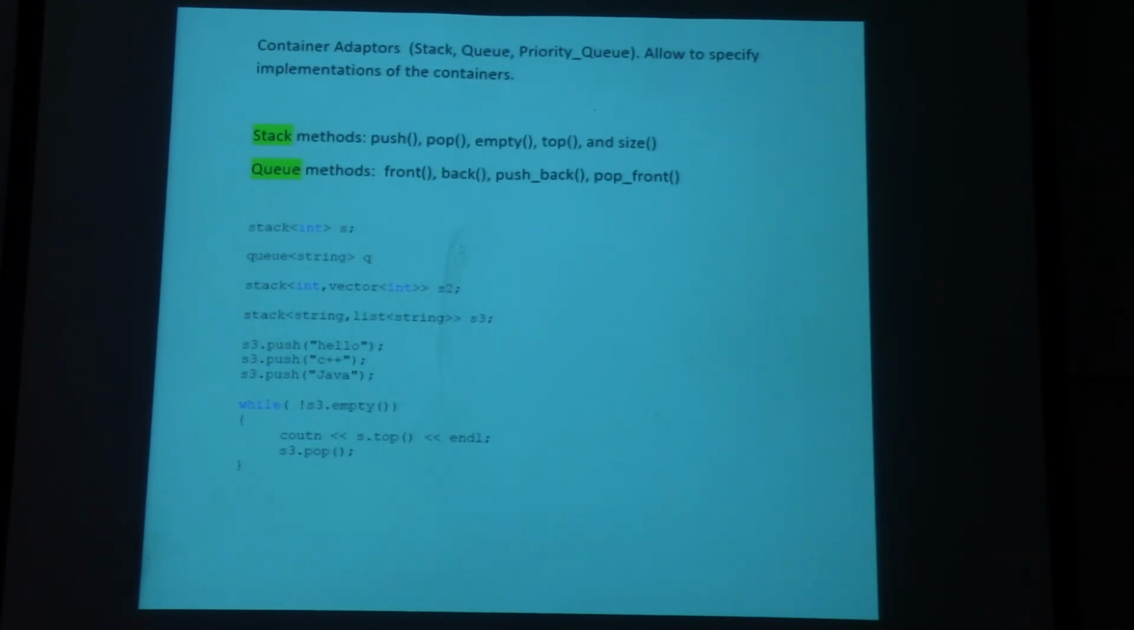Vectors are implemented with indexing, buffers, and lists are implemented with pointers. But actually, it doesn't matter to you. But look at this. Push, push, push, while not s3 empty, cout s3 top, s3 pop. Get the top, print the top, pop it. Boom, boom, boom, boom, boom. It doesn't matter how these point. So it's going through a bunch of pointers, but you never see it.